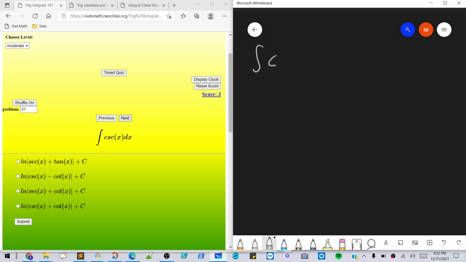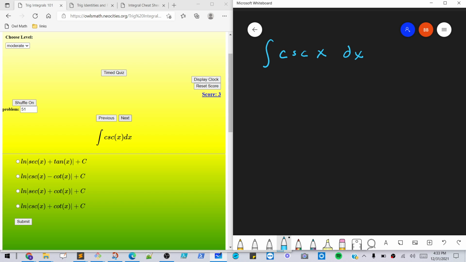Just write that out. Wait, I wanted to do blue. Okay. So there's a trick to doing this one, but I don't think I want to use the trick, just because I don't think anyone really likes the trick. So let's try to do it a little more systematically.